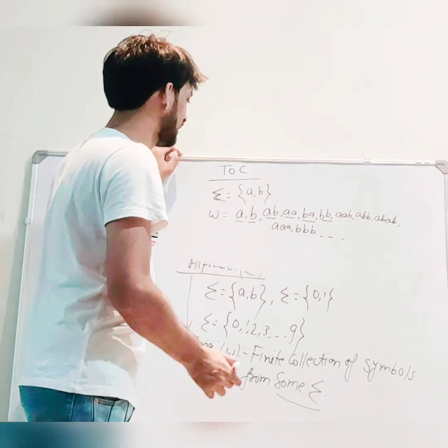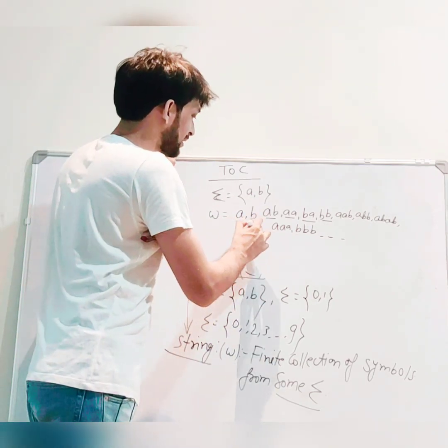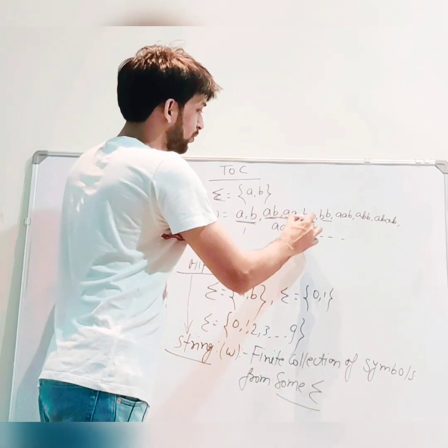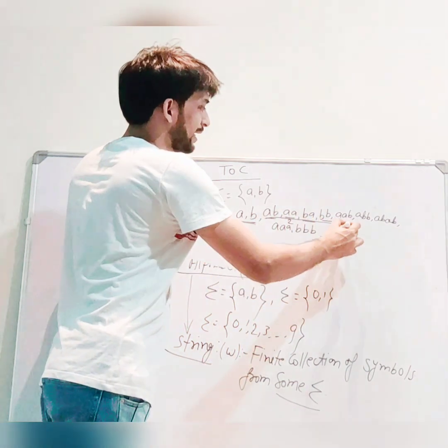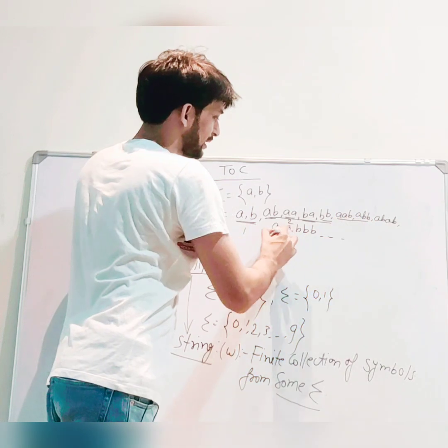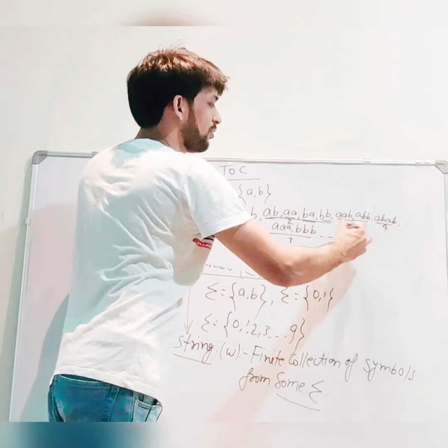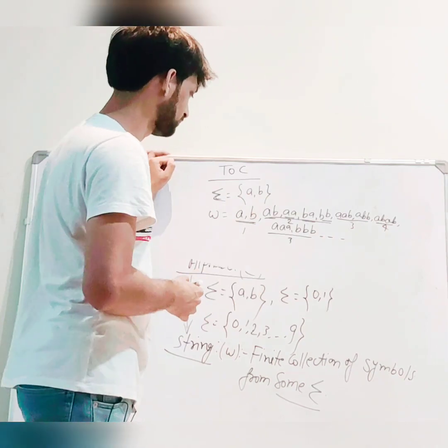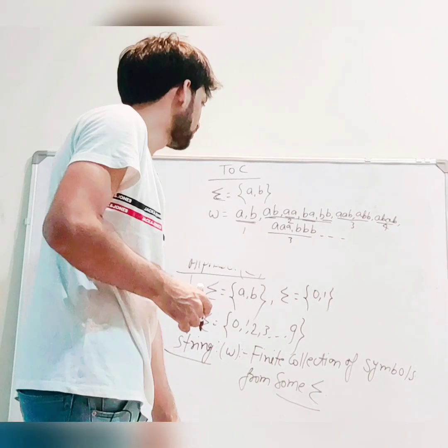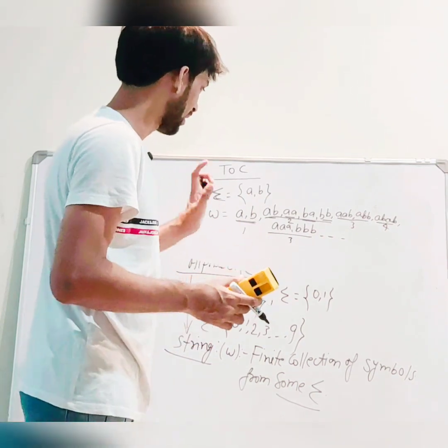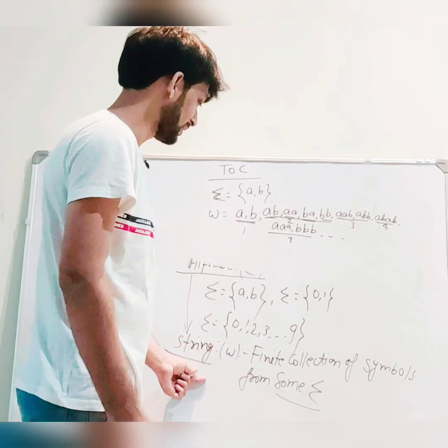And one more thing is length. These two are of length 1, these four are of length 2, these are of length 3, and these are of length 4, and so on. We will do this later, but till now just know what a string is.